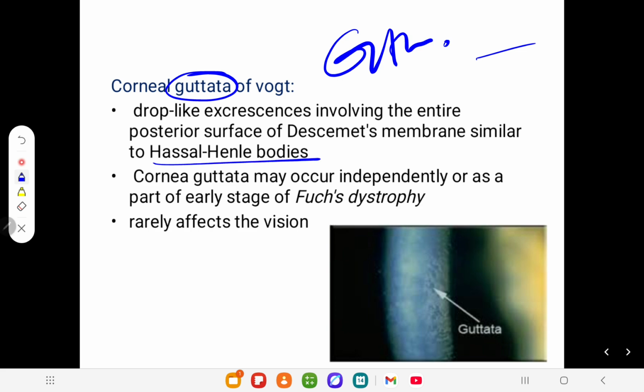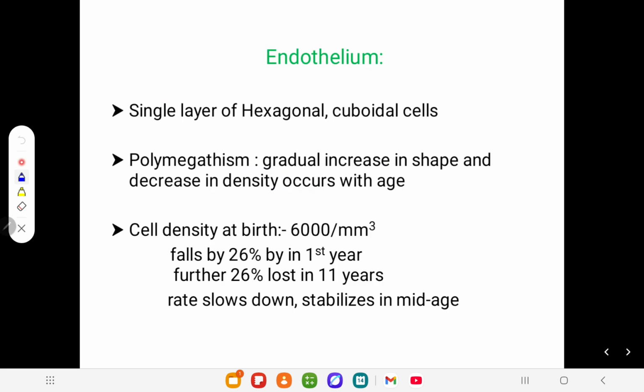So corneal guttata may occur independently or as part of the early sign of Fuchs dystrophy, and it rarely affects the vision. Guttata are seen in Descemet's membrane. The term guttata literally means drop. Coming to the endothelium, it is a single layer of hexagonal cuboidal cells, and that single layer is very important.